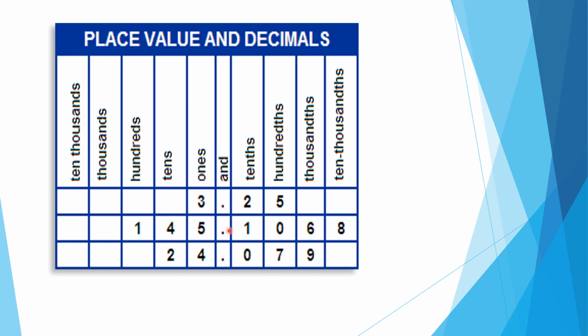3.25. So this is the decimal point and this is 3 in ones place. This is 145.1068. So 5 is in ones, 4 is in tens, 1 is in hundreds, and here tenths, hundredths, 6 and 8. So as it moves further to the right, the value will keep on decreasing. As it moves further to the left, the value will keep on increasing. So 24.079. I hope this also you know because we had done this in 6th standard, right?